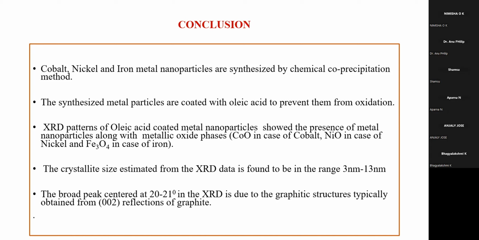Actually, we are trying one more method, polystyrene nanocomposites. The metal particles are embedded in polystyrene nanocomposites. That is the next method we will be using to protect these metal particles from oxidation. So first we tried with the oleic acid coating, and based on the results of this work, next we will do the next method.